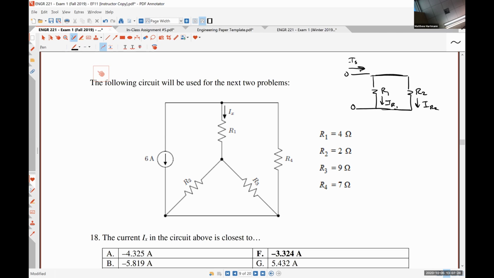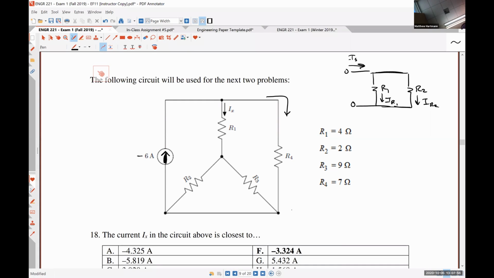So what I have right now is a 6 amp source, and let's change this slightly. Let's call it a negative 6 amp source and make the direction up. The reason why I'm doing that is because I know then that current will split down through that guy IX and then down through this resistor R4. So from this, I can say that IX is going to be negative 6 amps, the current entering my parallel resistor network.